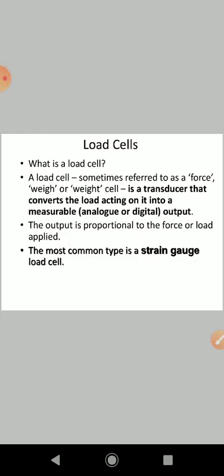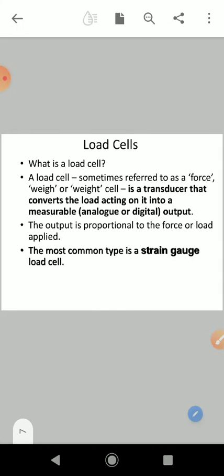The variation in the resistance is converted into variations in the voltage by connecting the strain gauge with a Wheatstone bridge. Therefore we can consider a load cell, sometimes called a force or weight sensor, a transducer that converts the load acting on it into a measurable analog or digital output. The output is proportional to the force or load applied over the transducer. The most common type of strain gauge is the load cell.